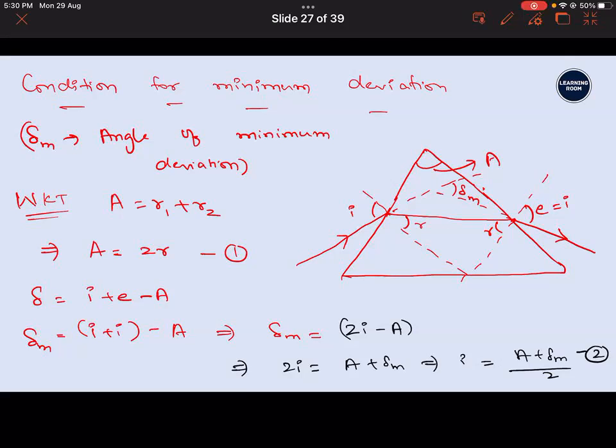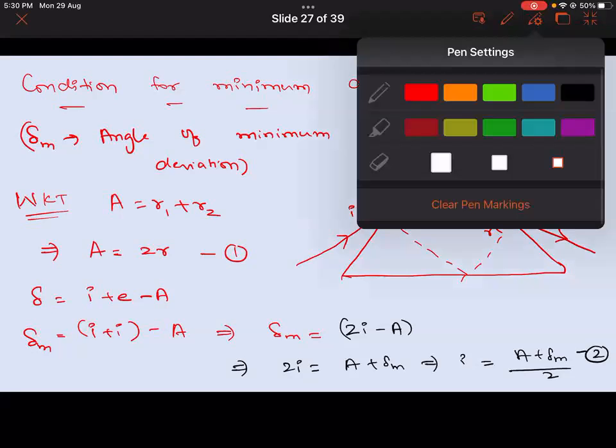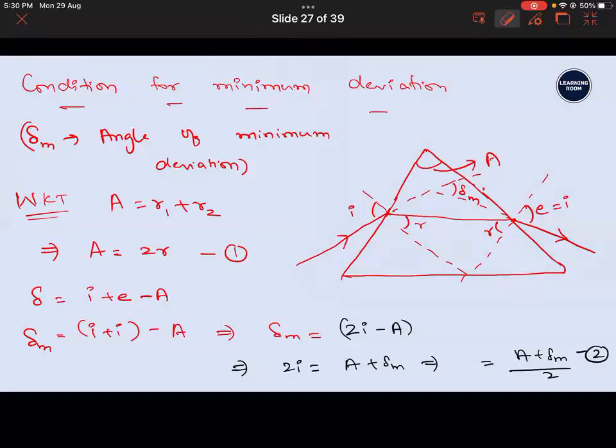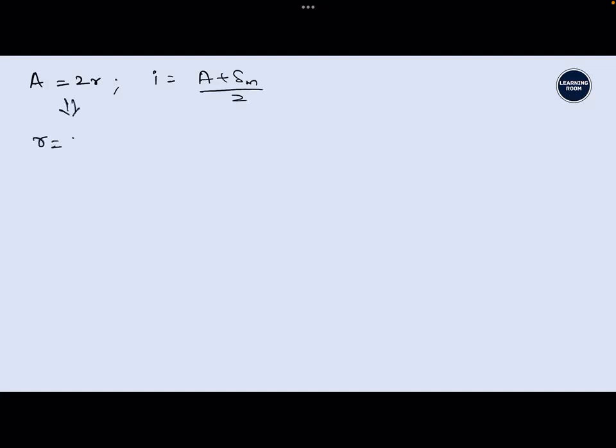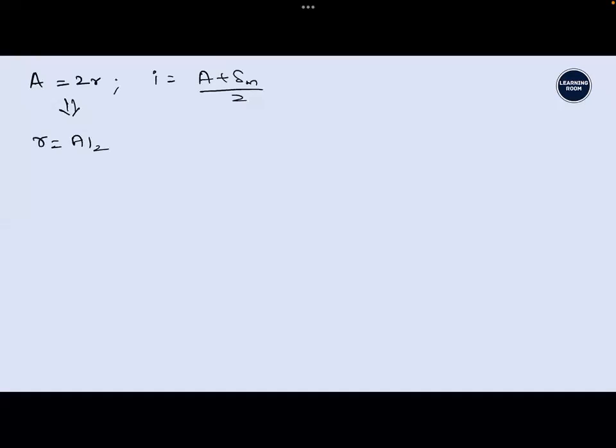Now A is equal to 2R. I will be equal to (A plus delta M) divided by 2. So from this, what we can conclude is, remember, A is equal to 2R, and I is equal to (A plus delta M) divided by 2. So R will be equal to A divided by 2. Is it right?